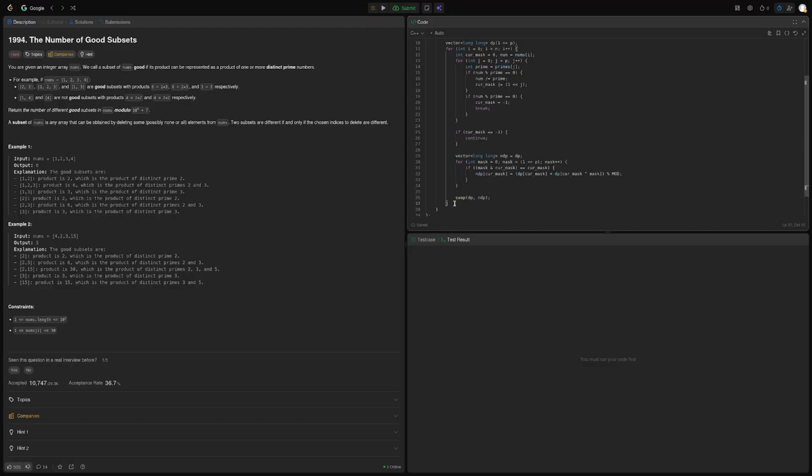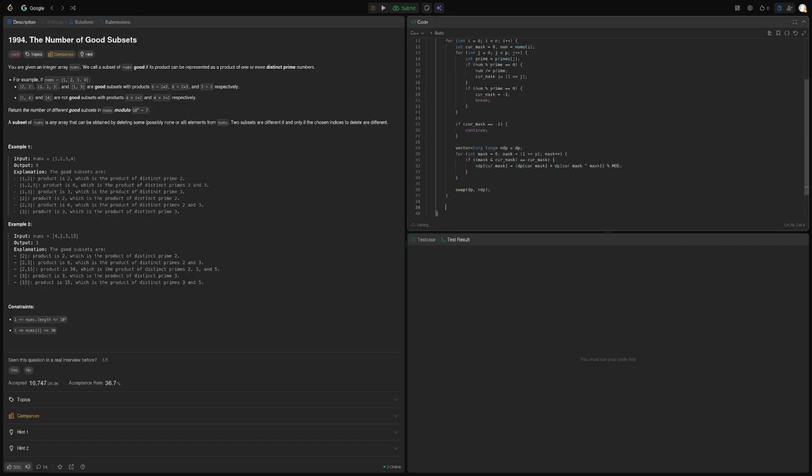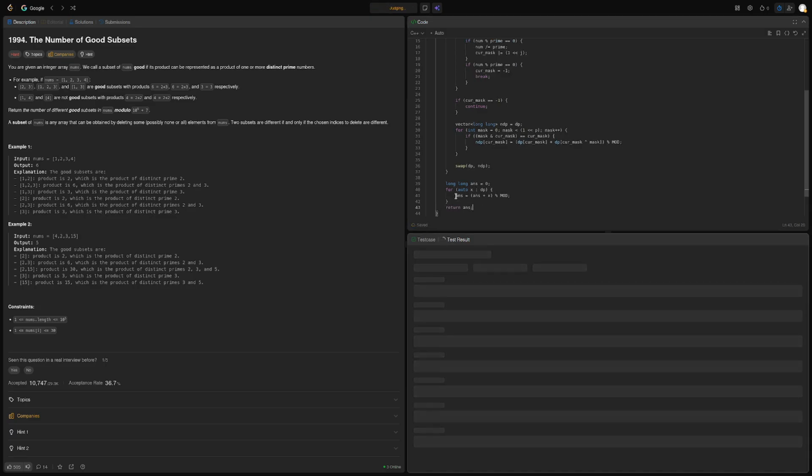Okay, and then finally we just return the sum of them, I guess. So long ans, for auto x in DP, ans equals ans plus x percentage mod, return ans. Might work, I'm not sure.